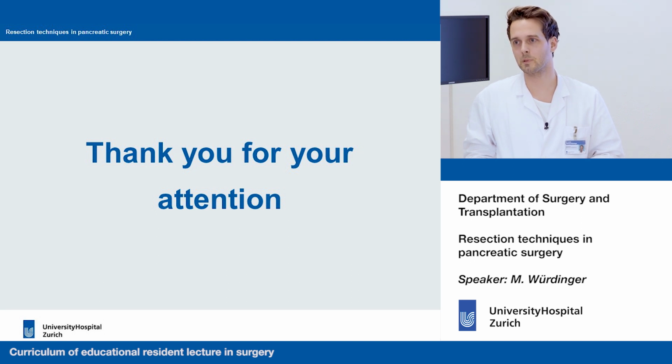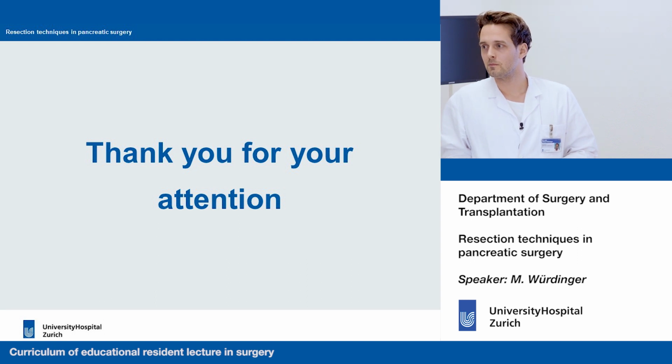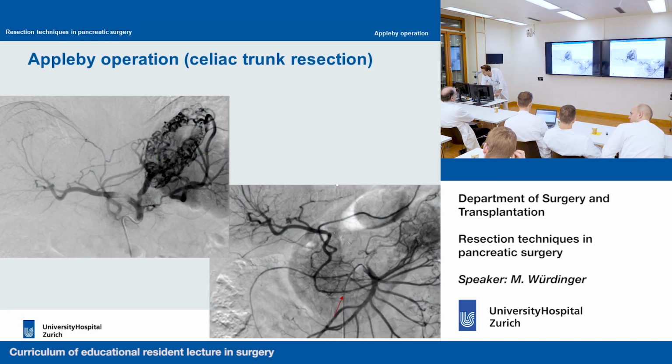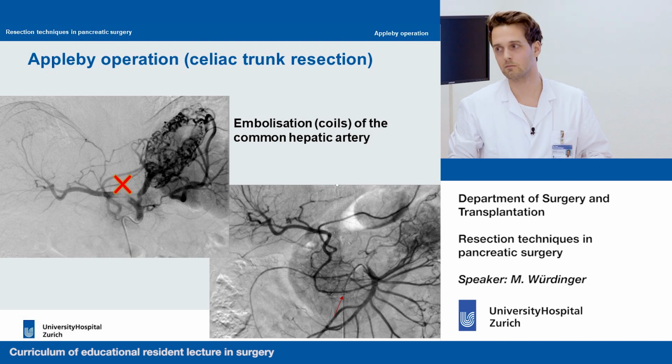The second question relates to the Appleby operation. You resect the trunk, you close the left gastric, you close the splenic artery, and just a technical idea, how do you make sure that you don't have a problem with perfusion of the stomach and the distal pancreas and the spleen? How do you make sure that this doesn't become necrotic and we have a major problem? It's just I think a technical thing.